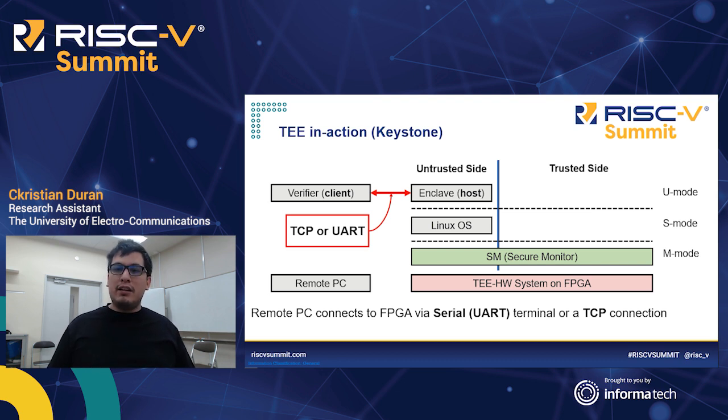So for this front end, we will show an example of verification at the station using an external link in a remote PC. The enclave host is running in an untrusted execution in user mode, and the communication can be done using UART or a TCP connection.